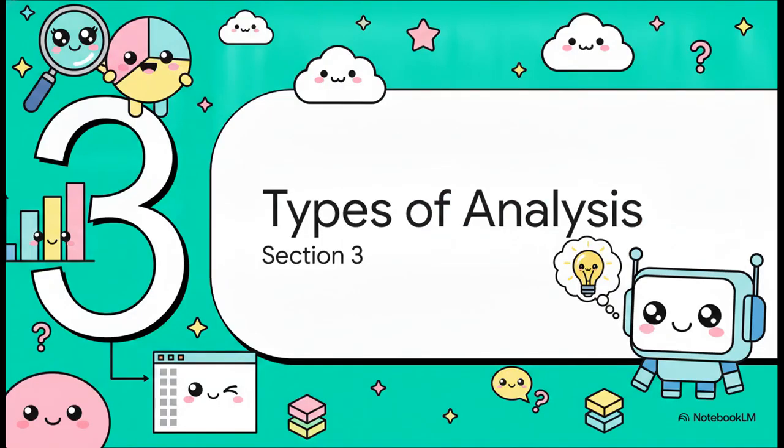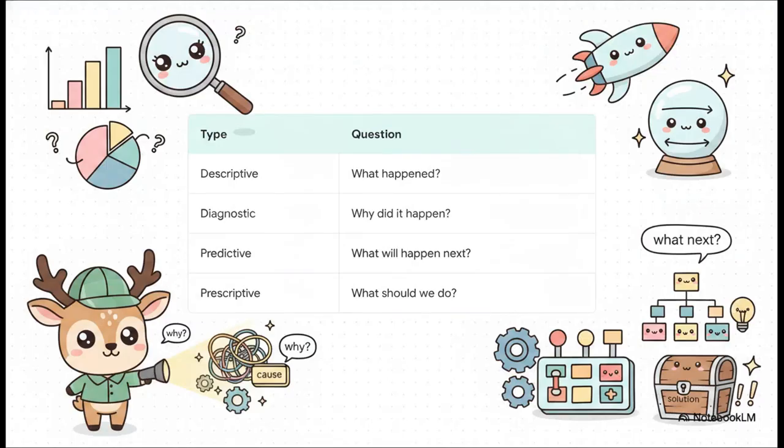Which brings us to Section 3, 4 types of analysis. Now that our data is freshly scrubbed and perfectly organized, we finally get to move into the investigation phase to extract those valuable insights. Broadly speaking, pretty much all data analysis fits into these 4 categories. Let's walk through the progression here.